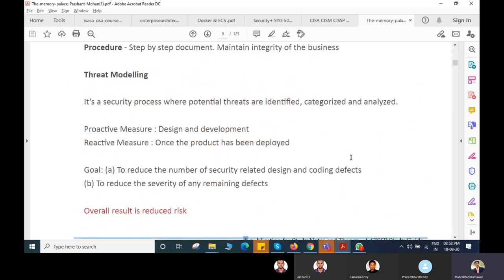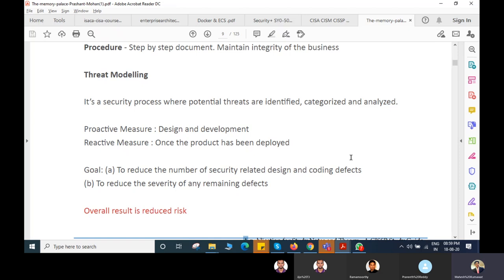Okay, and then we have another topic, threat modeling. Threat modeling is a security process where potential threats are identified, categorized, and analyzed, with proactive and reactive measures. First of all, you need to understand the different assets in your company, whether tangible or intangible: your laptops, MacBooks, laptop chargers, switches, routers, firewalls, cables, CCTV cameras, biometrics, and retina scanners. If these assets are damaged or compromised, there is a loss for the company. So first you need to identify the assets and then categorize them.